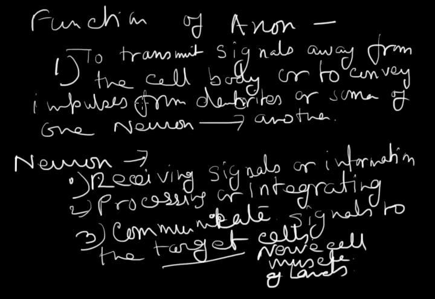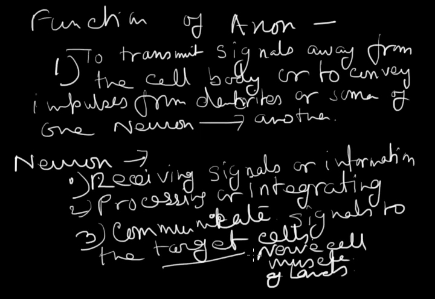So the function of the axon is to transmit signals away from the cell body, or to convey impulses from dendrites or soma of one neuron to another. And if we consider the overall function of the neuron, we can say that it has three aspects. One is to receive signals or information. The next one is processing or integrating those signals. And finally, to communicate signals to the target cells. And the target cells may be nerve cells, muscles, or glands.